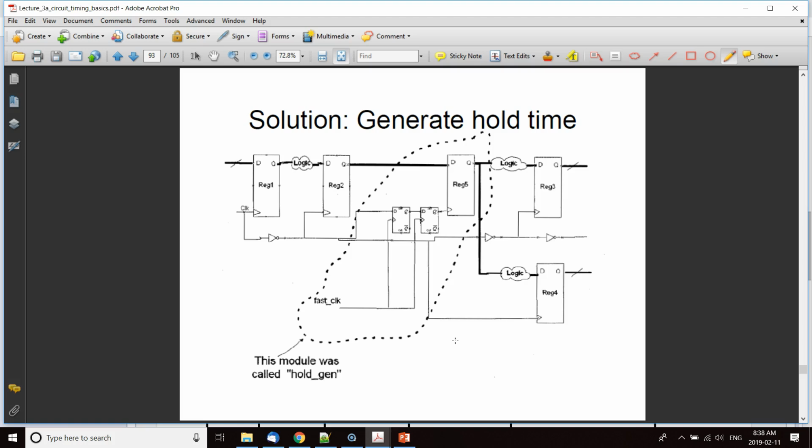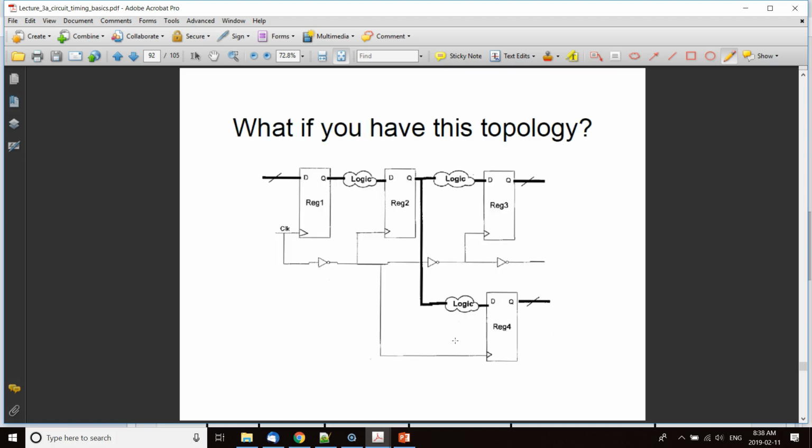I can tell you this from personal experience. I had something that had exactly this topology. It used the local clock because I ran out of global clocks, and the compiler told me I'm meeting skew. It told me my design meets timing. So I'm like, great, design meets timing, I'm done. Only problem is it didn't work.